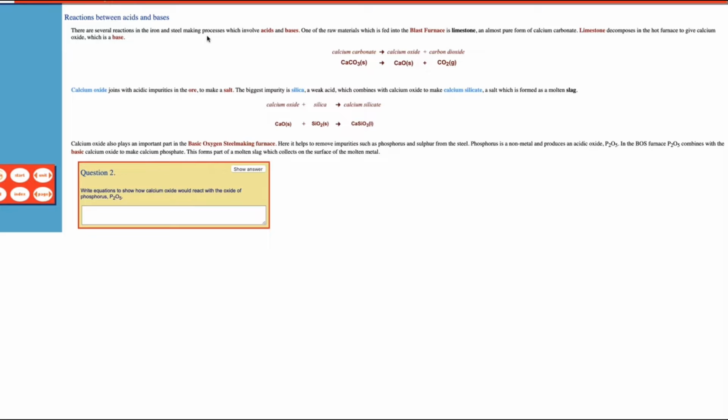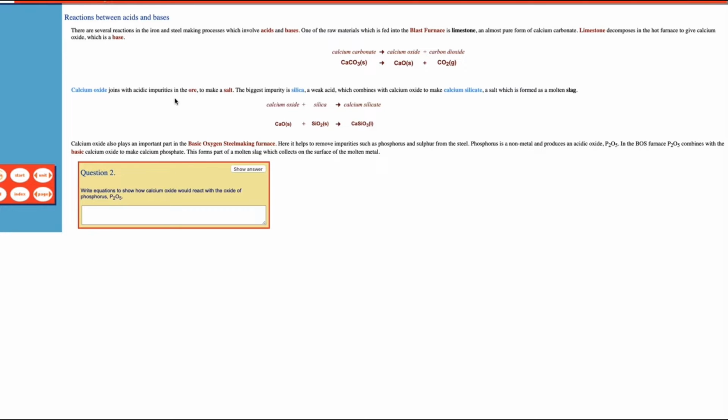There are several reactions in the iron and steel making processes which involve acids and bases. One of the raw materials fed into the blast furnace is limestone, an almost pure form of calcium carbonate. Limestone decomposes in the hot furnace to give calcium oxide, which is a base. So that tells us calcium oxide acts as a base here.